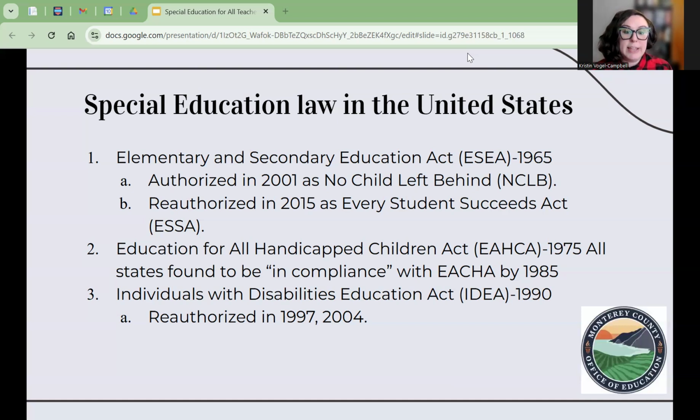The EACHA was a game changer in that it required states to assess students for special education services and to provide those services in the least restrictive environment. It provided oversight and also provided partial federal funding for the development and implementation of these programs. However, this is important to note, to date, the federal government has never fully funded IDEA or special education programs, leaving these extra costs to states and districts.